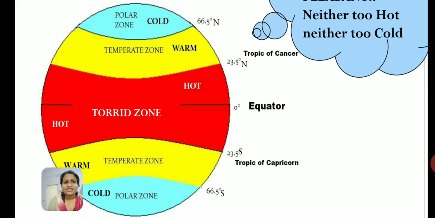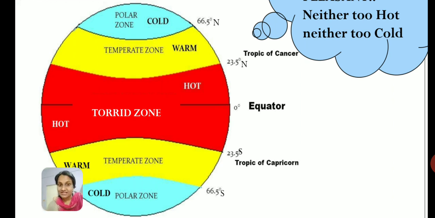Now, what is the line that passes through the 23.5 degree north latitude called? It is called the Tropic of Cancer. This we have already studied in our climate zones. This is again revision, so please remember that. And what is the line at 66.5 degree north called? It is the Arctic Circle. That latitude is called the Arctic Circle.